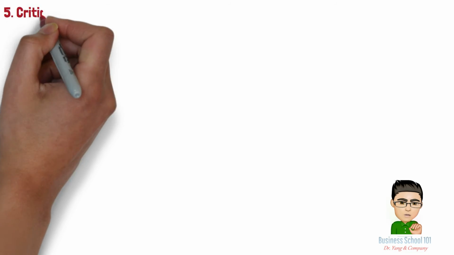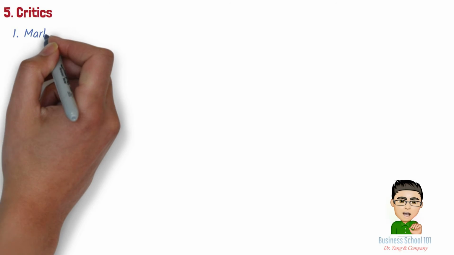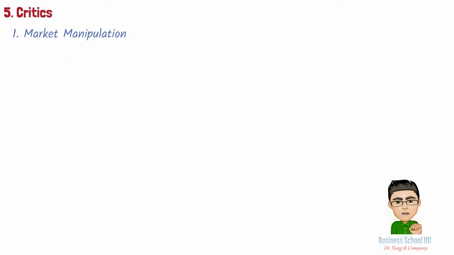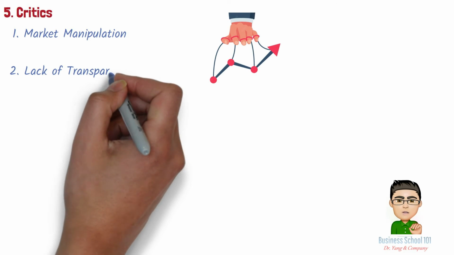Section 5. Critics. While OPEC has been influential in the global oil market, it has also faced criticism from various perspectives. Some of the common criticisms leveled against OPEC include: 1. Market manipulation. OPEC has been accused of manipulating oil prices to serve the interests of its member countries. Critics argue that OPEC's production quotas and decisions on supply can create artificial scarcity or oversupply, leading to price volatility and market distortions.